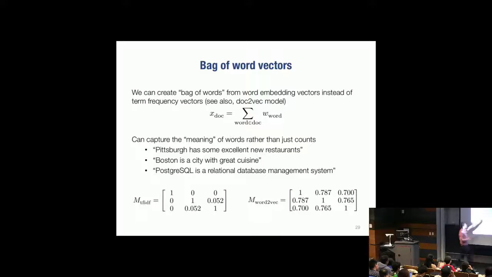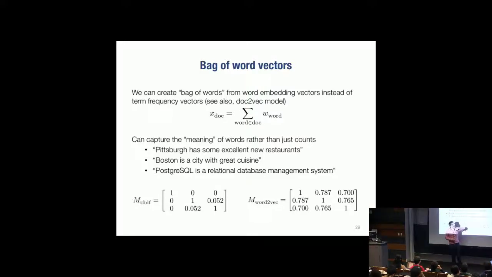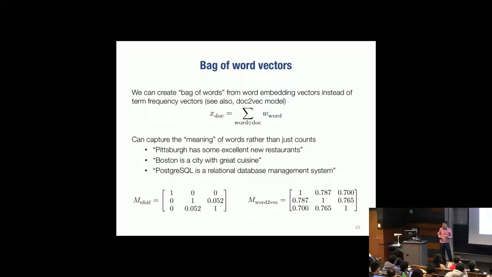So instead of just adding up the indicators, the one-hot functions in my term frequencies, I'm going to create a vector of my document by adding up the word embeddings for each word in that document. Okay? And this, in a real sense, does capture the meaning of the words much better than just taking the raw frequencies. So if I run the same example here, with these three sentences, in the TF-IDF, the first and second have a 0 similarity because there are no overlapping words.